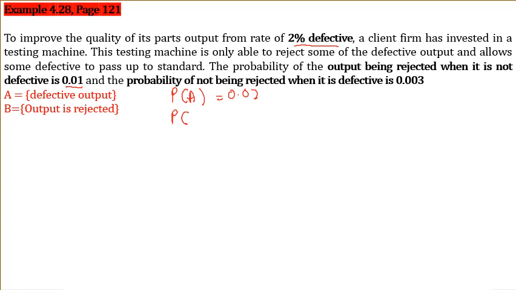The output being rejected when it is not defective is 0.01. It means output is rejected given it is not defective, A complement, is 0.01. And the last information, the probability of not being rejected, so it means B complement when it is defective, so A is defective, is 0.003.